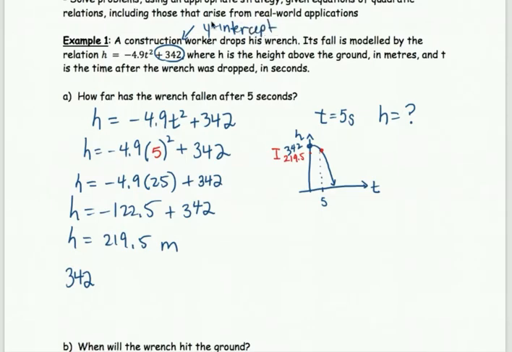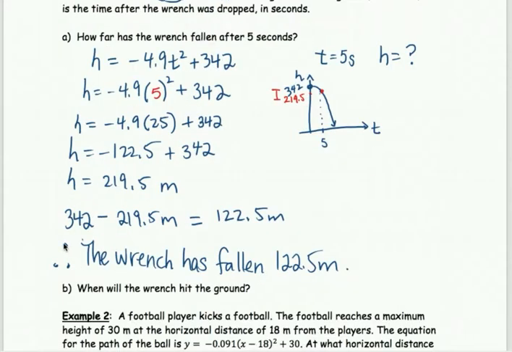All right, so we take that number and the number we just found and subtract it, and we will find that it fell 122.5 meters so far. So 5 seconds after you dropped it, it's 122.5 meters down from where it used to be. Now make a therefore statement: therefore, the wrench has fallen 122.5 meters. All right, so there's the first part done.